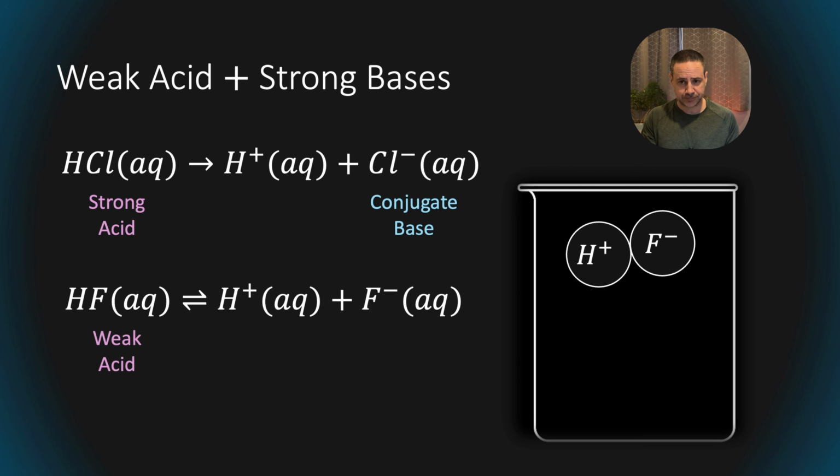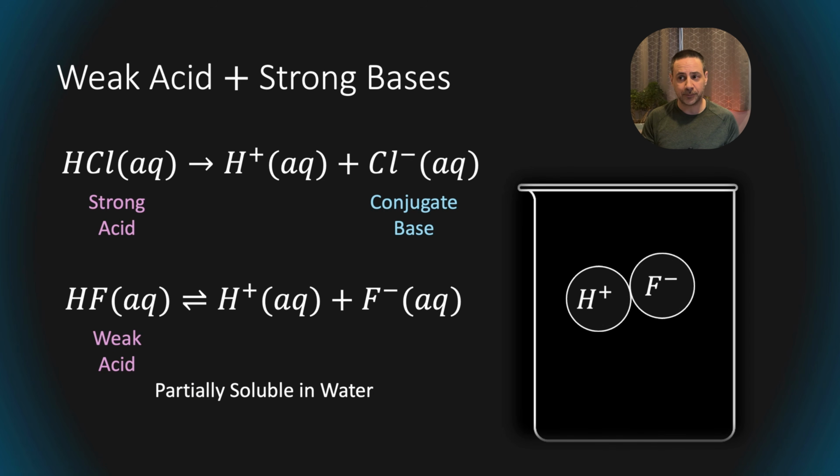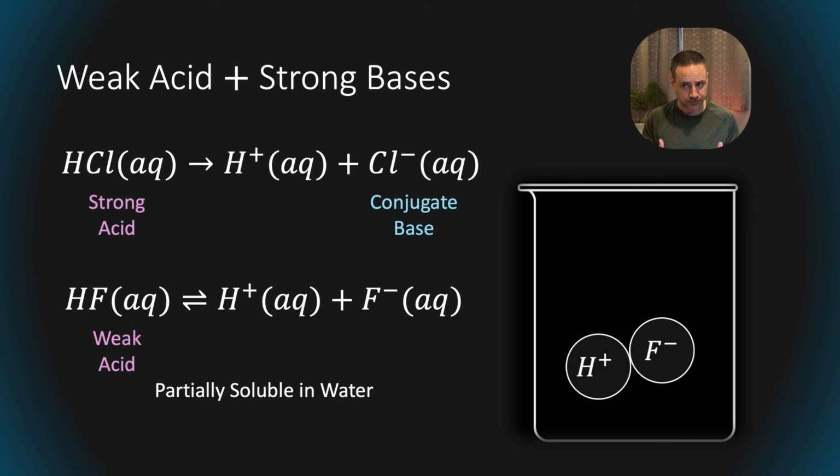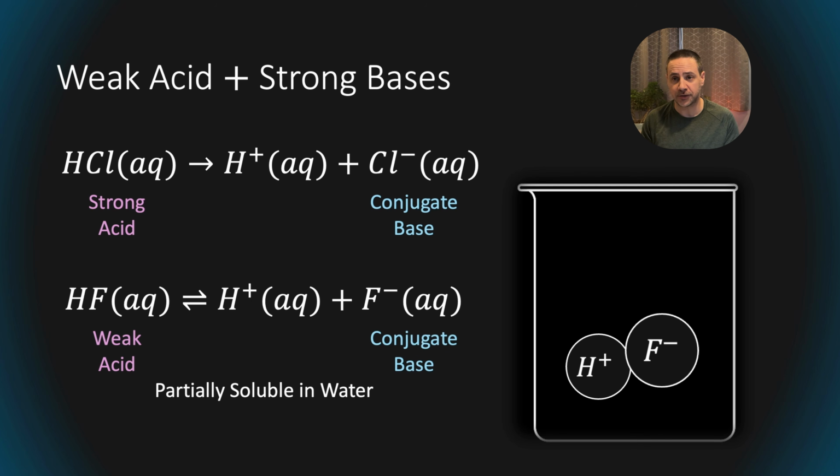Weak acids are different. HF is a weak acid, which means it does not fully dissolve. It's only partially soluble. If I dump this into solution, I'm gonna see them stick together. F- is the conjugate base to the HF. We left out the conjugate base to HCl because it was just a spectator.